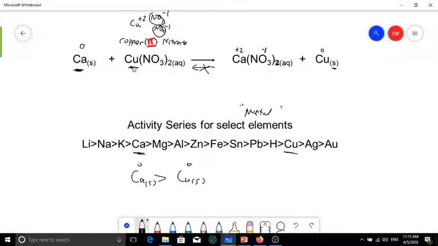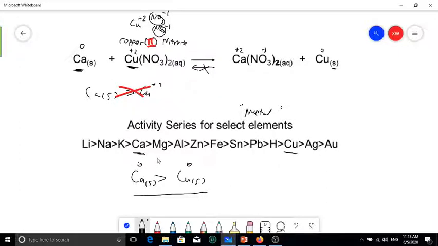Well, when you say calcium, copper, I know copper here is positive too. Am I comparing the calcium element with the copper cation here? No, neither the other way around. I'm not comparing cation versus cation or solid versus cation. I'm comparing between two neutral elements. Now keep this in mind.